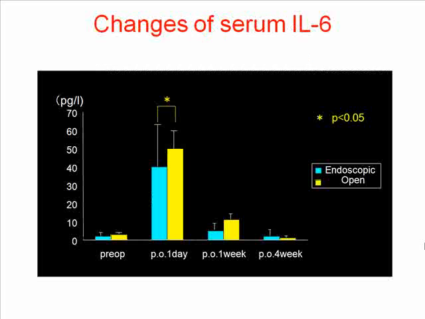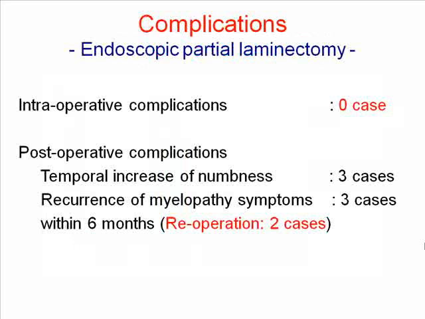Serum IL-6 increased 1 day after operation. The value in the endoscopic group was significantly lower compared to the control group. There were no severe intraoperative complications such as paralysis. However, 3 patients showed temporarily increased numbness of the hand. Recurrence of myelopathy symptoms within 6 months was seen in 3 cases. Reoperation was performed in 2 cases.